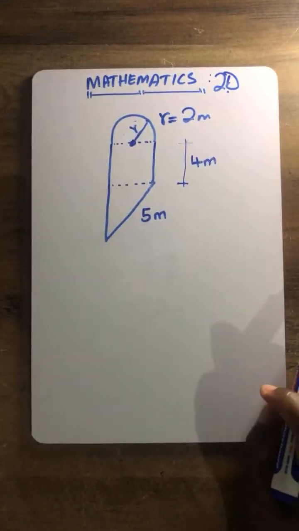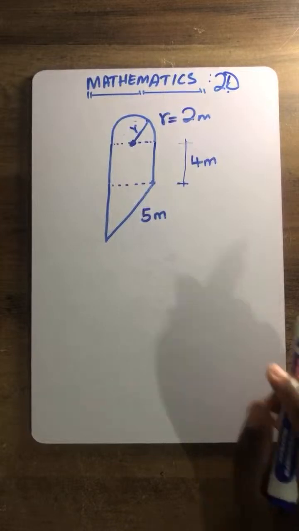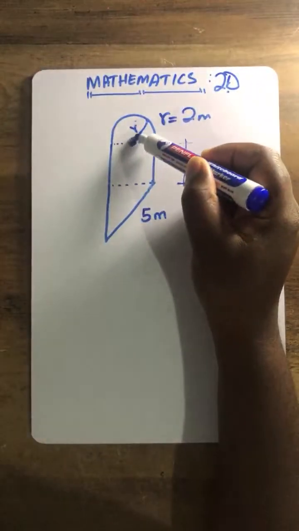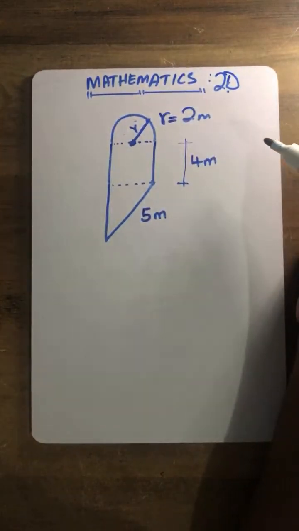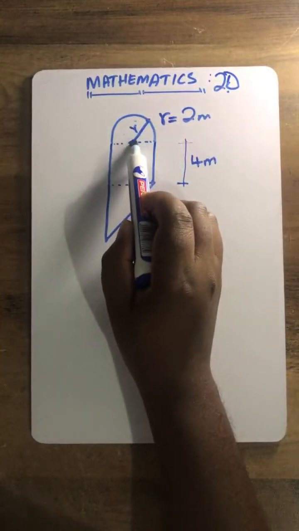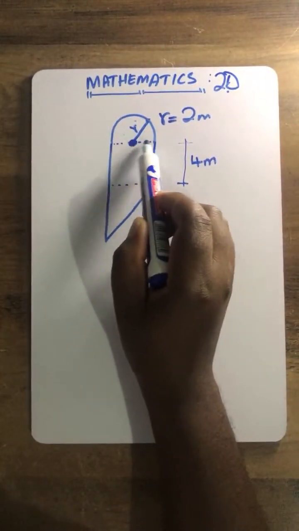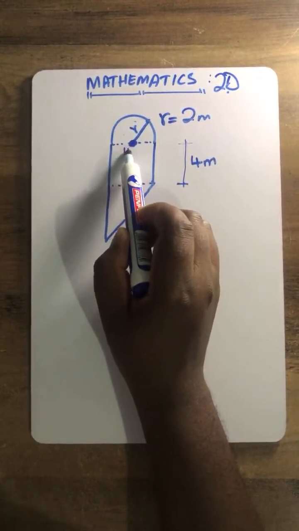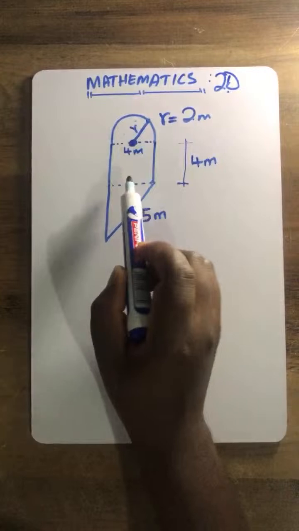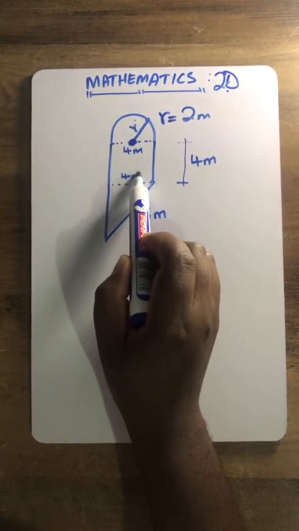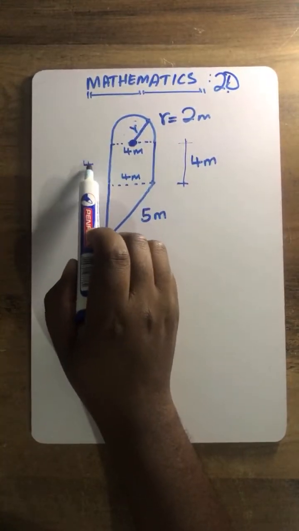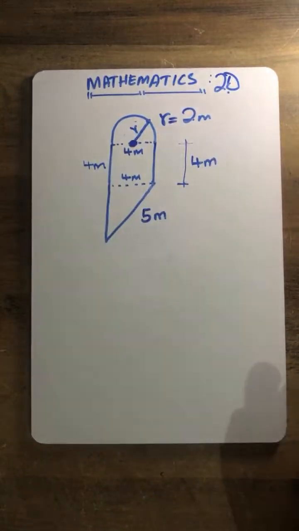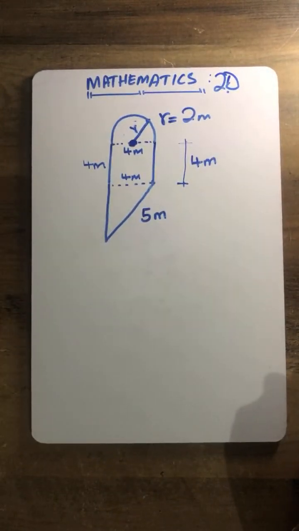Remember, guys, if the radius there is 2, it also means from there to there it is 2. So that means from there to there, it is what? It is 4 meter. So that means also here it is 4 meter. Also on this side, it is 4 meter. You need to be careful of that.